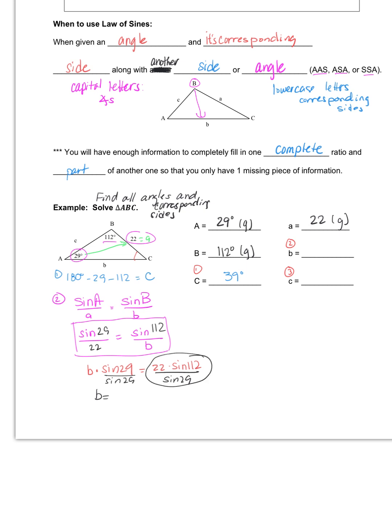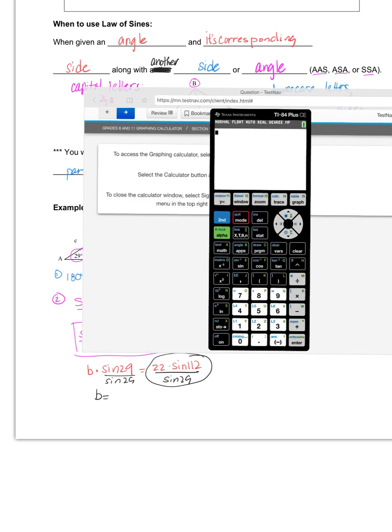So I'm going to pull my calculator out so that you can see and make sure you do that correctly from here on out. We're going to put what is down here at the bottom. I apologize, I would rather do a fraction key. That way I make sure I put it in the right spot. 22 times sine of 112, close parentheses, divided by sine of 29. And we're going to round to 3 places, and we get approximately 42.074.